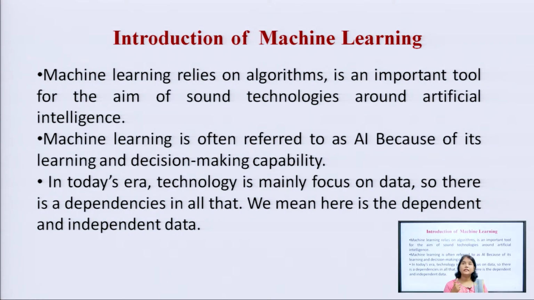Okay. So, basically it is an important tool for the sound technological enhancement around artificial intelligence. It is often referred to as AI because of its learning and decision-making capability, obviously. With the help of this, the machine will take its own decision. You will not be there just for giving commands. Commands will be given by a third person and the machine will act accordingly, whatever it is commanded. Okay, you will feed that in. How does the machine work? You will give the input along with the output and then it will be programmed. I have told you in the previous lecture also how the machine will work.